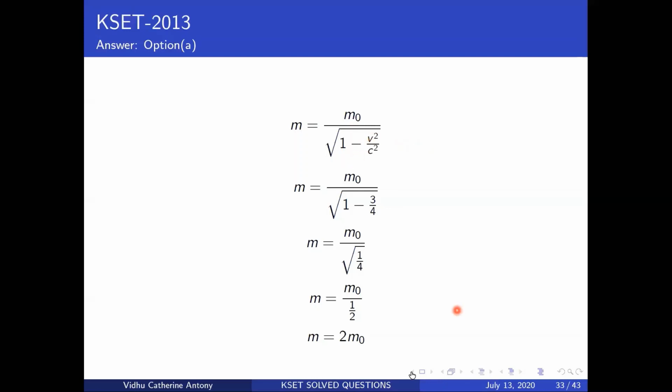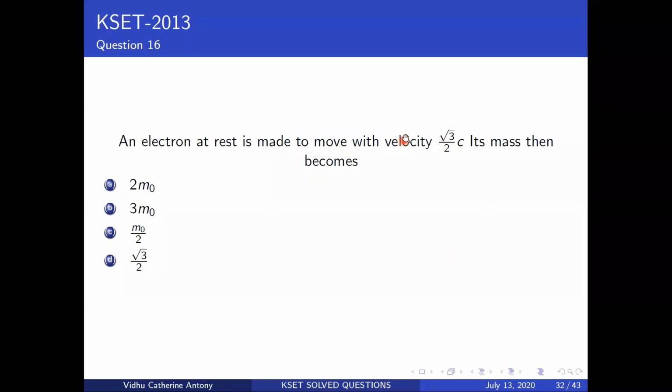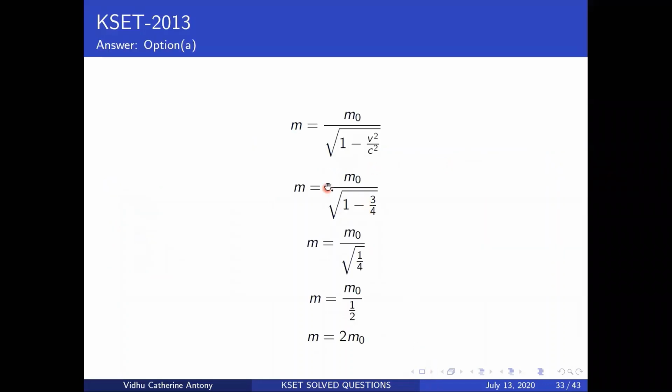What was given to you? The velocity v is equal to root 3 divided by 2 times c. So you substitute that here. What do you end up getting after you simplify? You get 2 m naught.